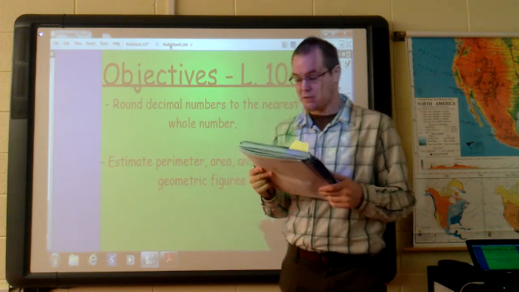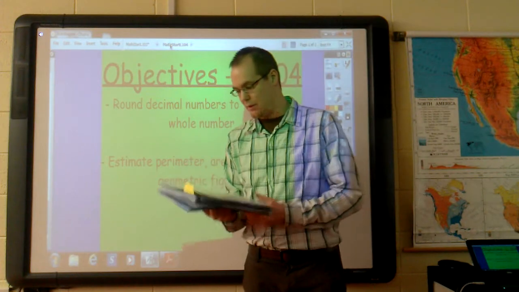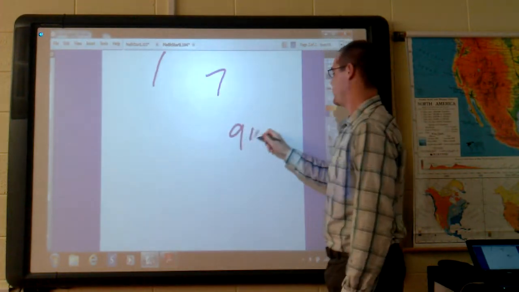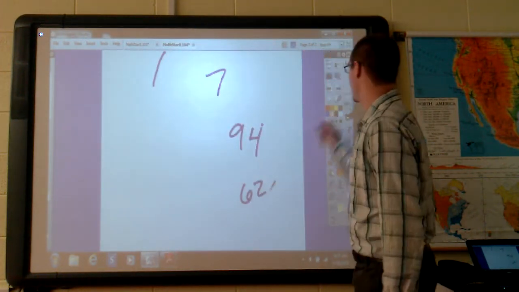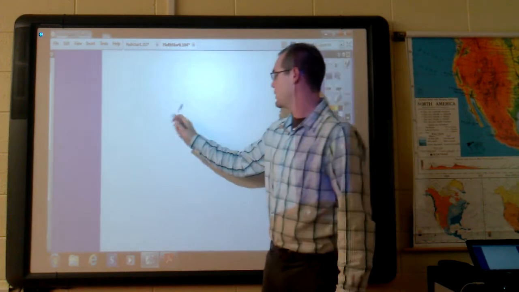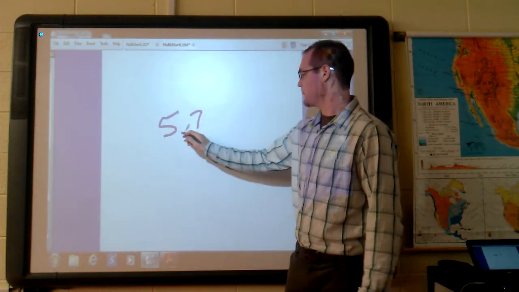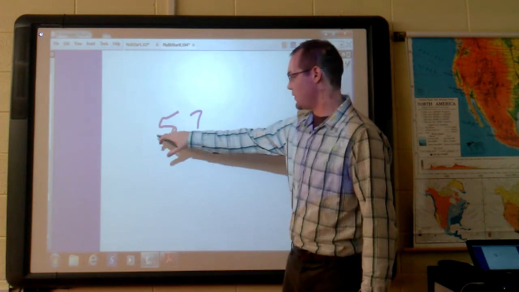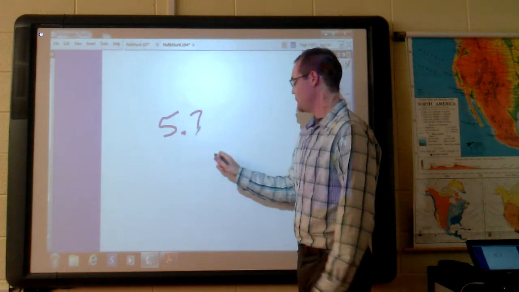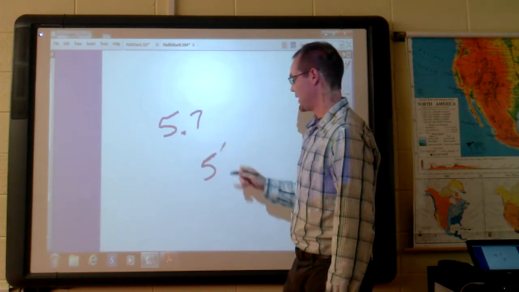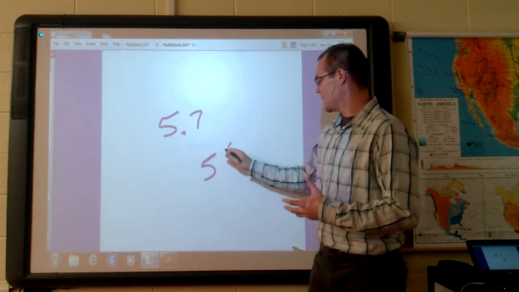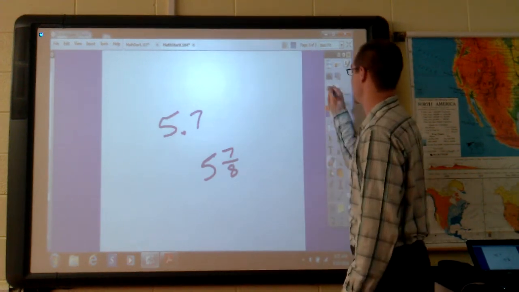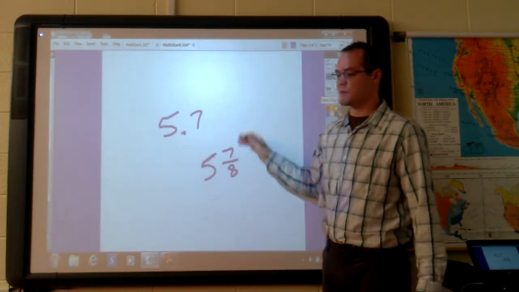A number written with digits after the decimal point is not a whole number. Whole numbers, remember, are 1, 7, 94, 62. Those are all whole numbers. Numbers that are not whole numbers are numbers with any decimal, like 5 and 7/10. It's not a full 5 or a full 6. It has 5 wholes and then 7/10 of a whole. Numbers that aren't whole numbers can also be written as mixed numbers, such as the fraction 5 and 7/8. These are, of course, not whole numbers.